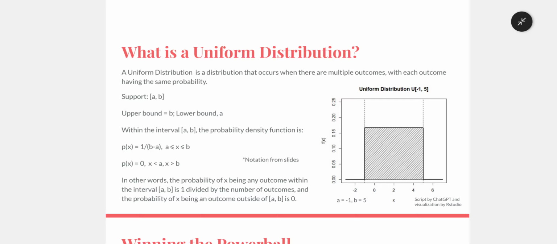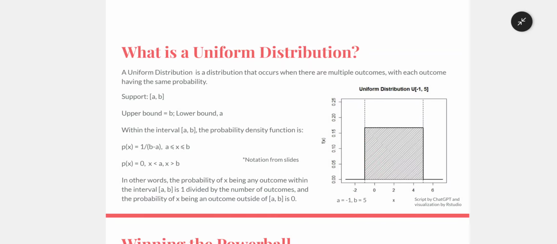So the upper bound is just going to be B right there. You can see that the upper bound is simply going to be a straight line right at our upper bound, and then the lower bound, A, which is where we're going to start the sample space, is also just going to be a straight vertical line right at our lower bound.